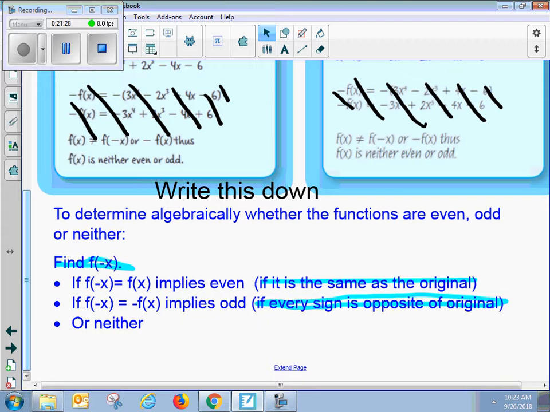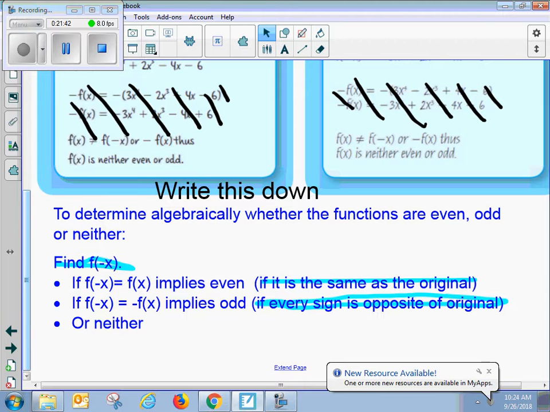Next, you've done your math, you've plugged in the negative x, you've taken it to its respective power. Every sign is the opposite of what it was originally, then it's odd. As soon as there's a variation, then it's neither. Okay? So as soon as neither of these fit, then you write neither, because neither fit.